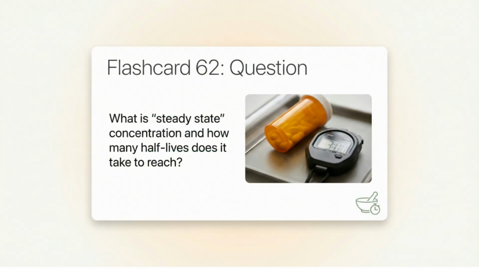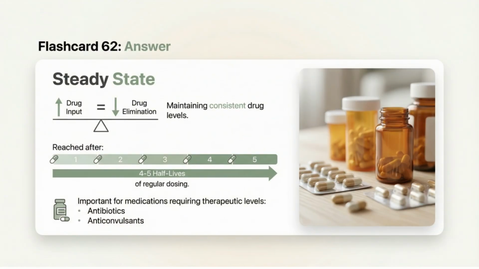Flashcard 62 asks, what is steady-state concentration and how many half-lives does it take to reach? Steady state is reached when the drug input equals the drug elimination, maintaining consistent drug levels. It is typically reached after 4 to 5 half-lives of regular dosing and is important for medications requiring therapeutic levels, such as antibiotics and anticonvulsants.